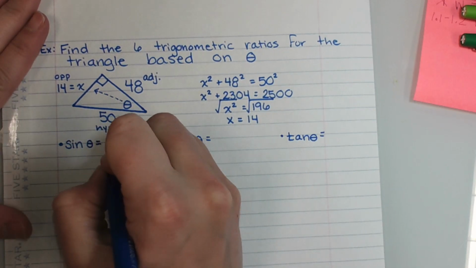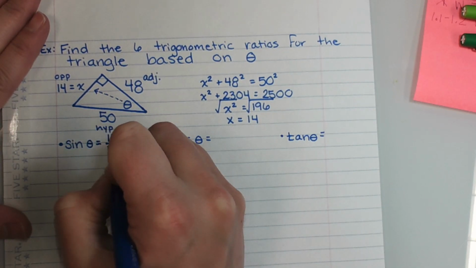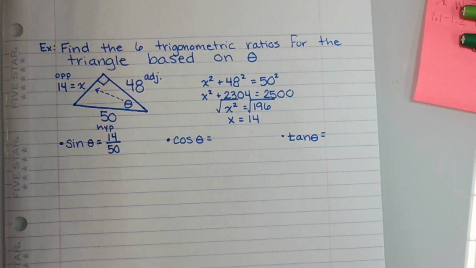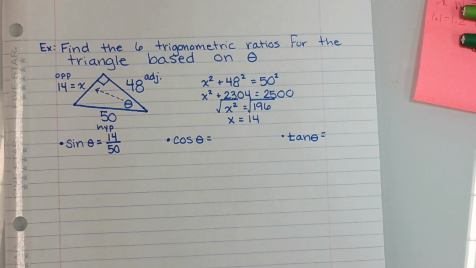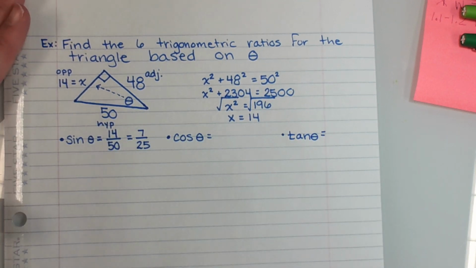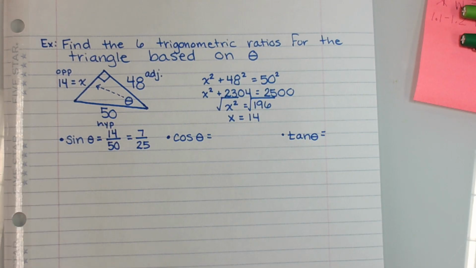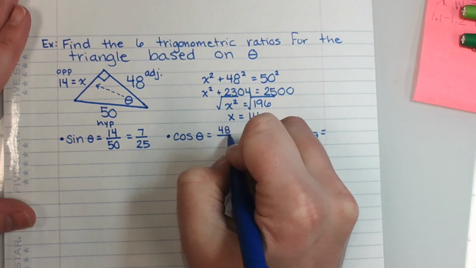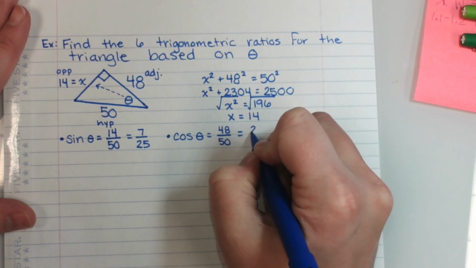Opposite is 14. Hypotenuse is 50. As always with fractions, simplify if possible. Seven over 25. Cosine. Ka. How do you spell ka? C-A-H. Adjacent over hypotenuse. 48 over 50, simplify a fraction. 24 25ths.